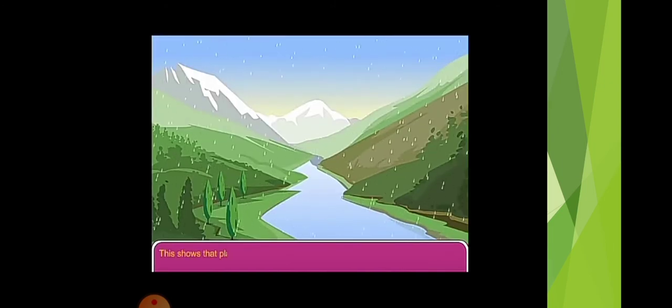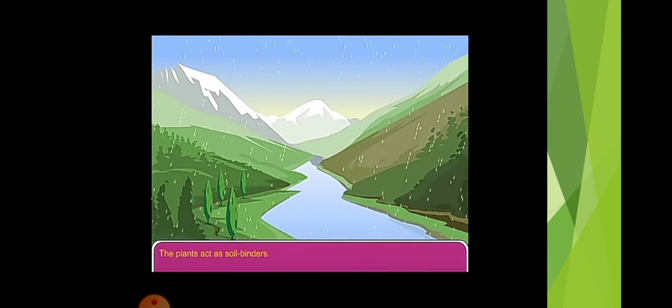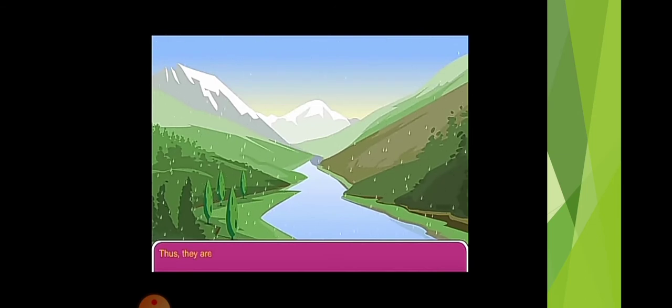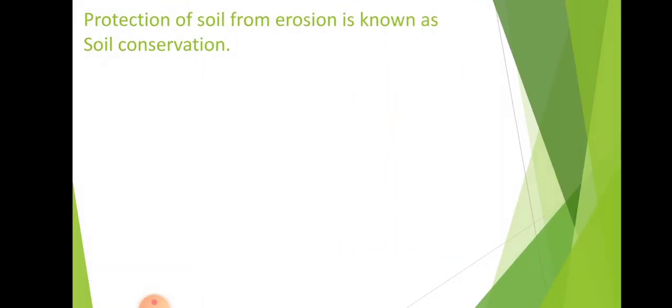This shows that plants help prevent the soil from flowing out. The plants act as soil binders. Thus, they are very important in preventing soil erosion. Hope you must have understood how to protect soil from erosion. Protection of soil from erosion is known as soil conservation.